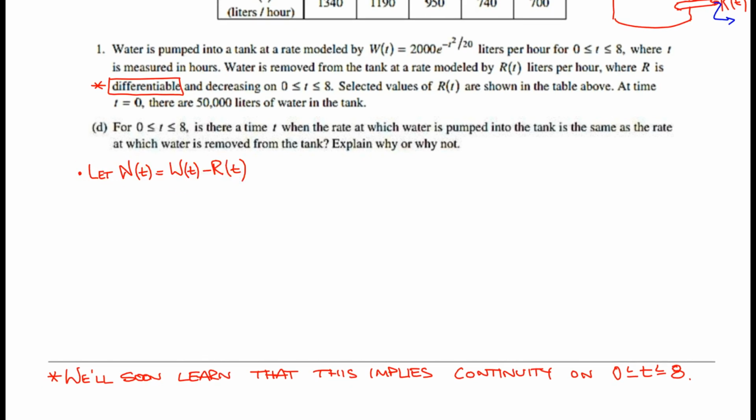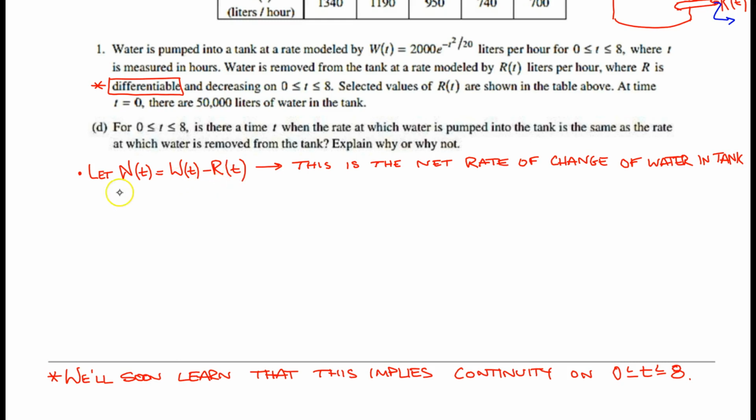I'm going to define a new function, and that's my net function, n of t. That's the rate in minus the rate out. So we now have this function n of t, which is the net rate of change of water in the tank. It's the rate of change in minus the rate of change out.